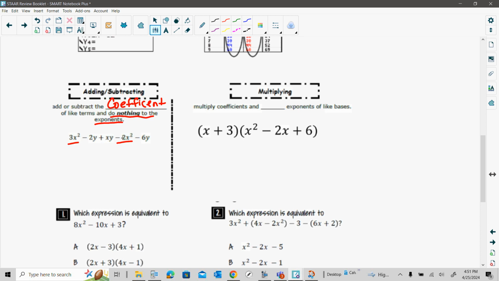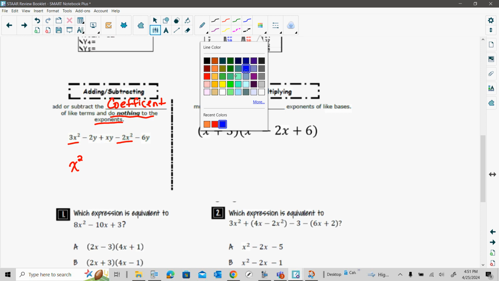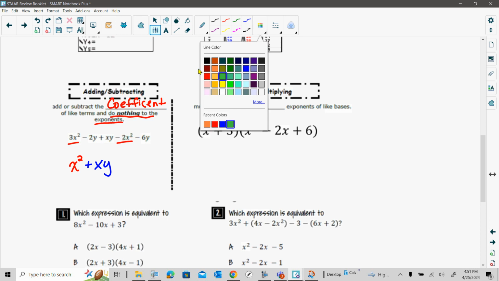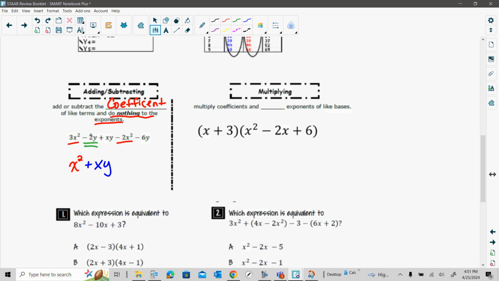You always start with the highest exponent, which are our x squares. 3x squared and this minus 2x squared is going to leave me with just x squared. The next highest would be a power of 1. This x has a power of 1. Well, usually that 1 is invisible, so that would be plus xy. And then we would have our y terms, negative 2y and a negative 6y, we get minus 8y.